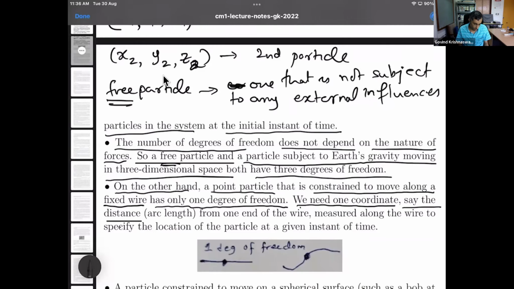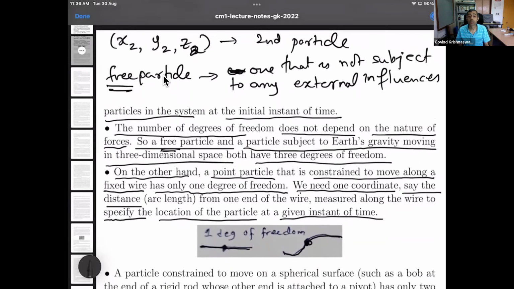So that one number, which is a real number, can be used to specify the location of the particle at a given instant of time. So we will say that such a particle has only 1 degree of freedom. So this is a picture. A particle moving along a line or along some curve has only 1 degree of freedom. It doesn't matter that the curve was embedded in three-dimensional space. That is not relevant. Okay, any question so far?